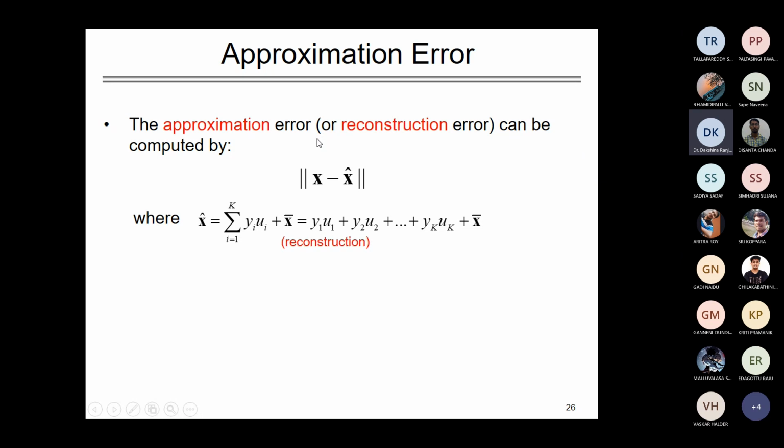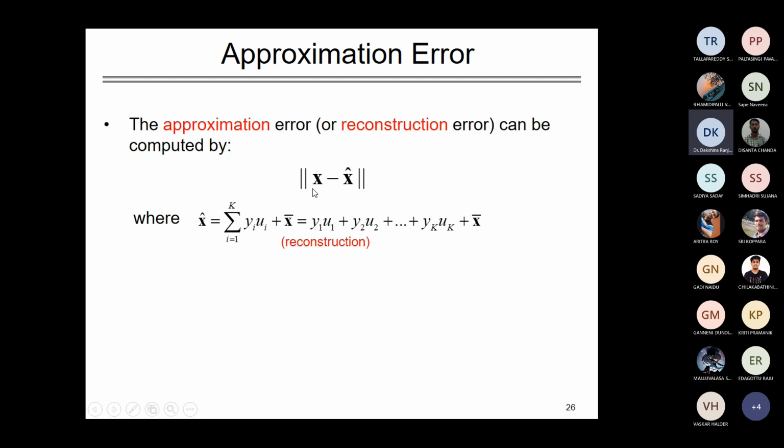Now this approximation error, or the reconstruction error, can be computed by the norm of this deviation. We get the approximation, and then subtract it from the given feature vector x. This way we can get the reconstruction error. As I said, when k is equal to n, the reconstruction error will be 0. Otherwise, for approximation, we will get some reconstruction error or approximation error.